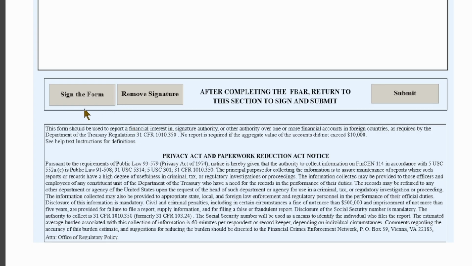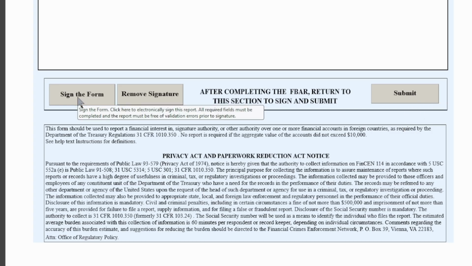So here we are back at sign the form, remove signature, and submit. Basically you sign the form. If you want to change something, you might need to remove the signature, but usually you don't. Everything is right, so I'm going to sign the form. Then I'm going to go down to the bottom and check that they put a signature on there, that it's signed, and the date. Then I'm going to come back up here and submit, and that will be done.